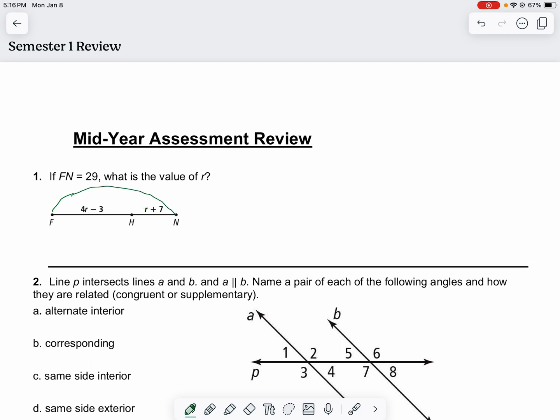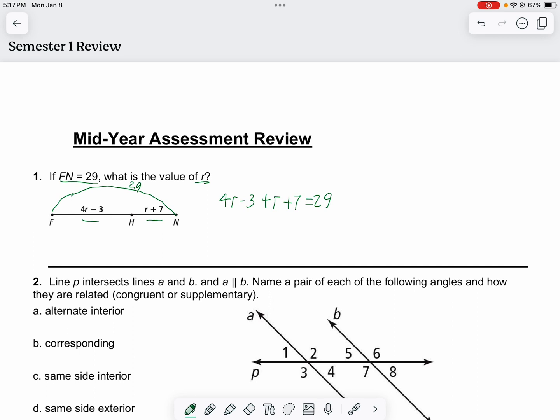Take a look at this. This is a length of 29. We know that because it says FN is 29, and it's comprised of 2 smaller segments. From the segment addition postulate, we know that those 2 segments will add together to be 29, and we can use that to solve for the value of r. 4r minus 3 plus 7r plus 7 is equal to 29.